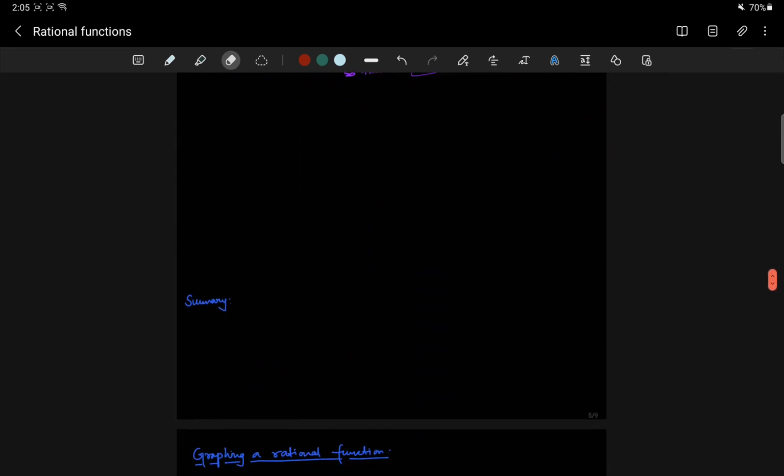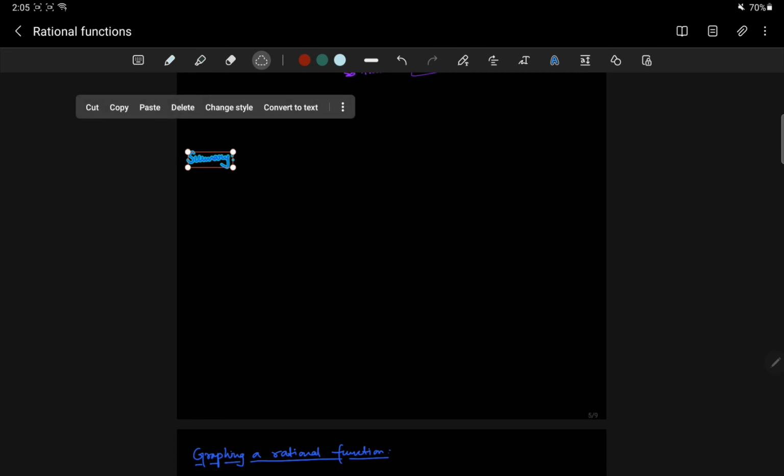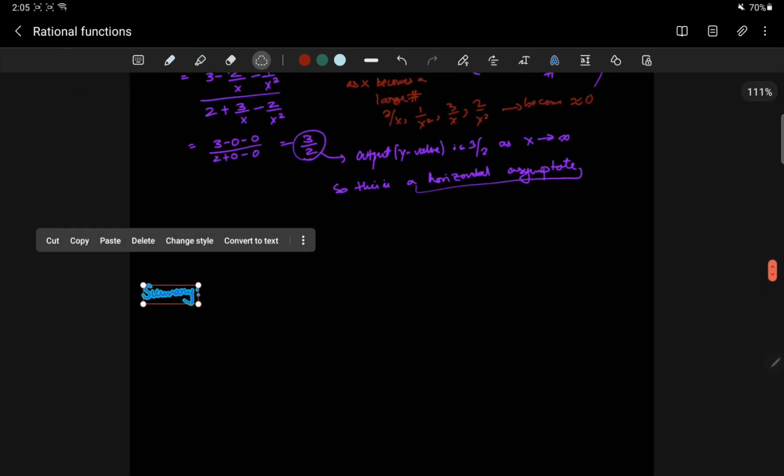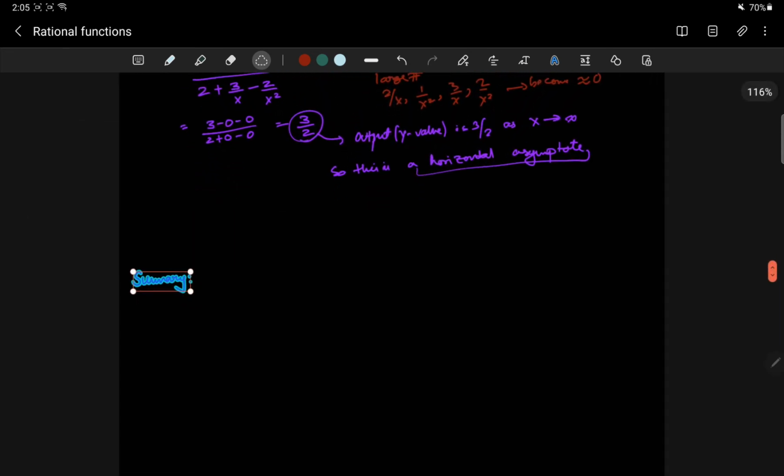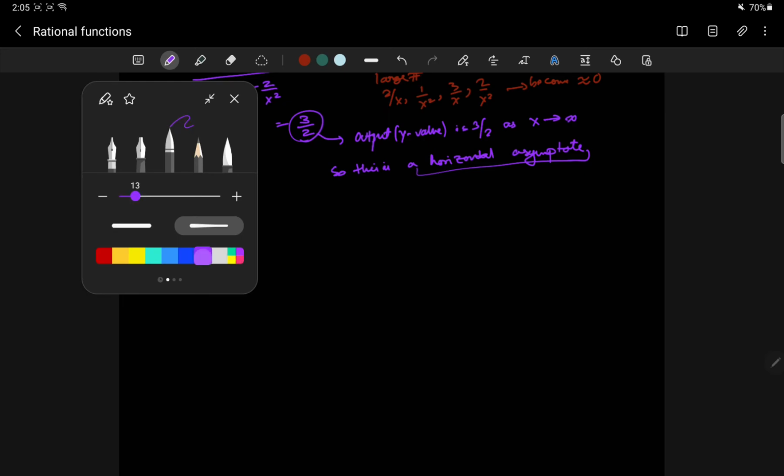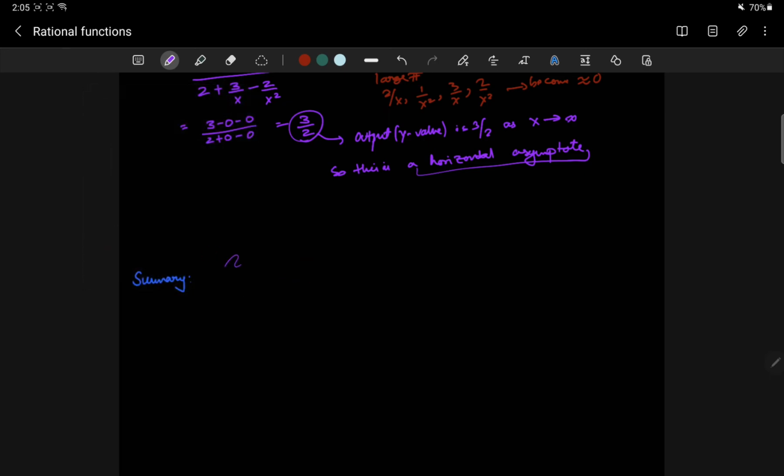So we're going to summarize this so that each time you do this, it's something you can consider. You can do it directly, right? So here's the summary. Vertical is simple: you set the denominator equal to 0 and solve for x.